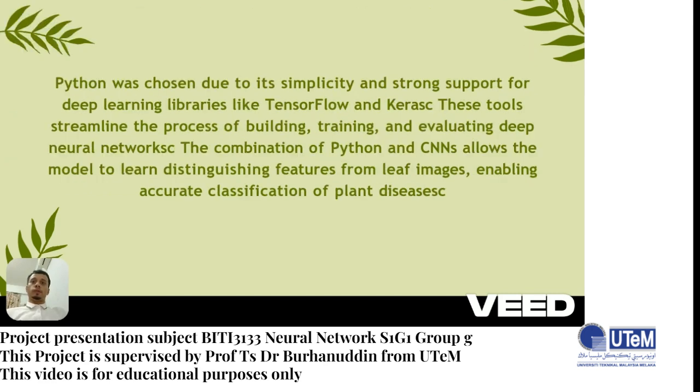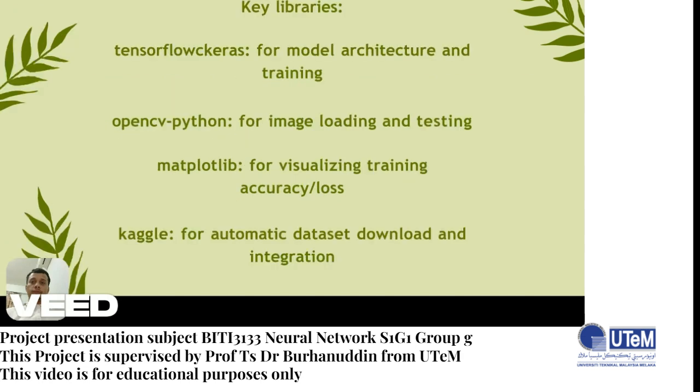Python was chosen for its simplicity and support for deep learning tools like TensorFlow and Keras. These tools make it easy to build and train neural network models. Deep learning is a subfield of machine learning focused on a model that simulates the human brain. In this project, we utilize a convolutional neural network known as CNN, which is highly effective for image-based tasks. We chose MobileNet version 2, a lightweight CNN model pre-trained on ImageNet, and applied transfer learning by fine-tuning it with the Plant Village dataset.